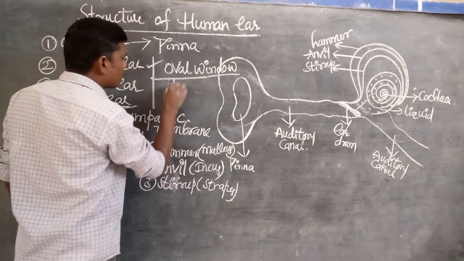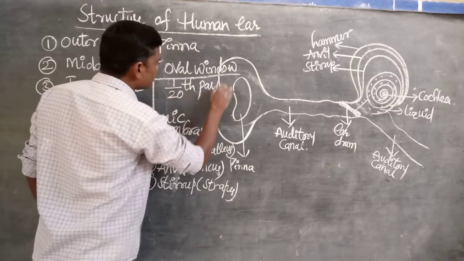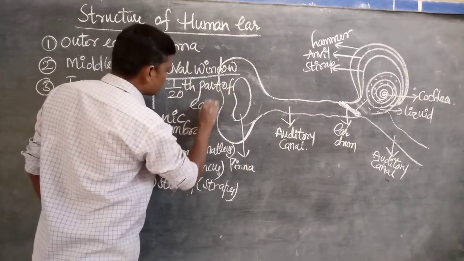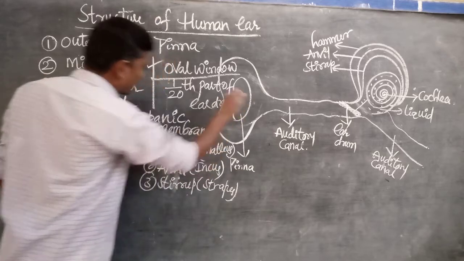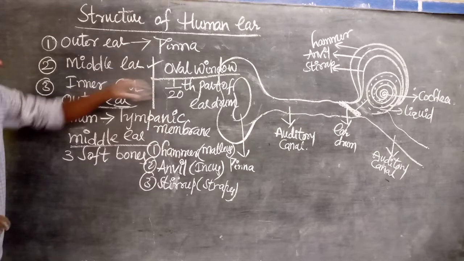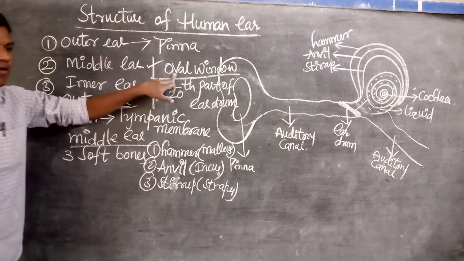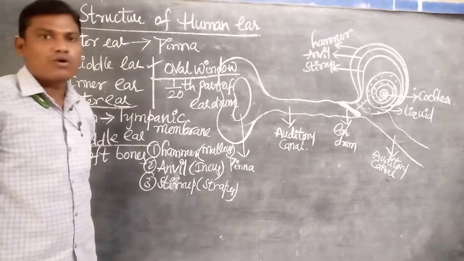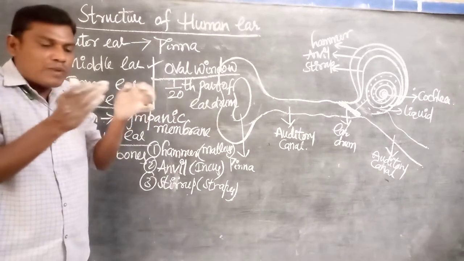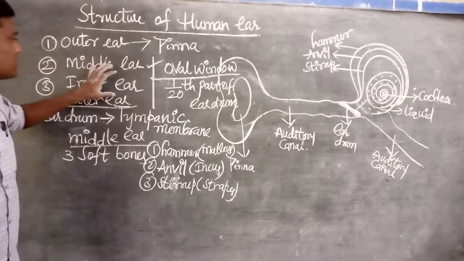This oval window's surface area is 1/20th part of the eardrum. Listen very carefully. The oval window's surface area is 1 by 20th part of the eardrum surface area. That's why we are reducing the narrow. What will happen? All the sound particles come close together and move very fast. And finally, they reach the middle ear.